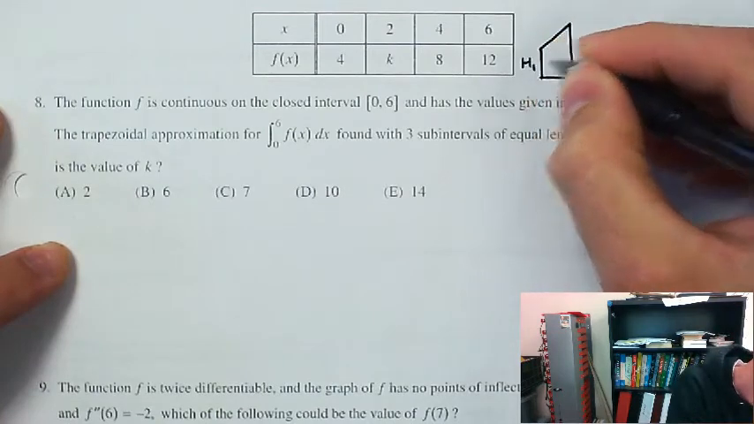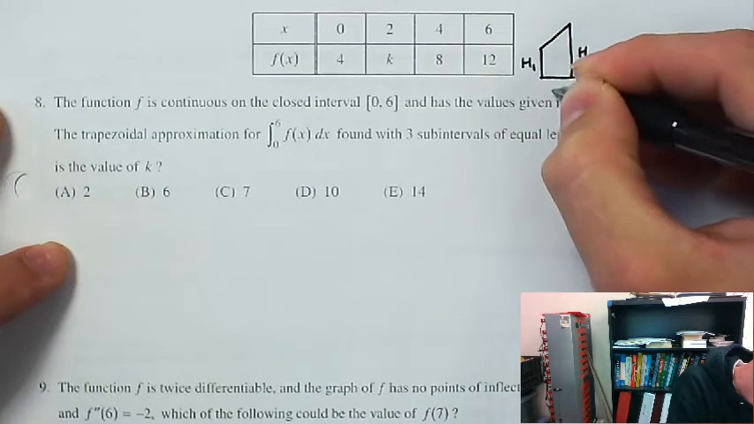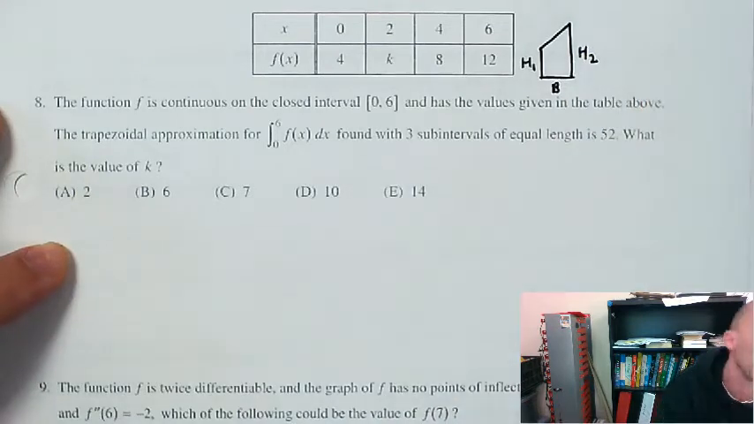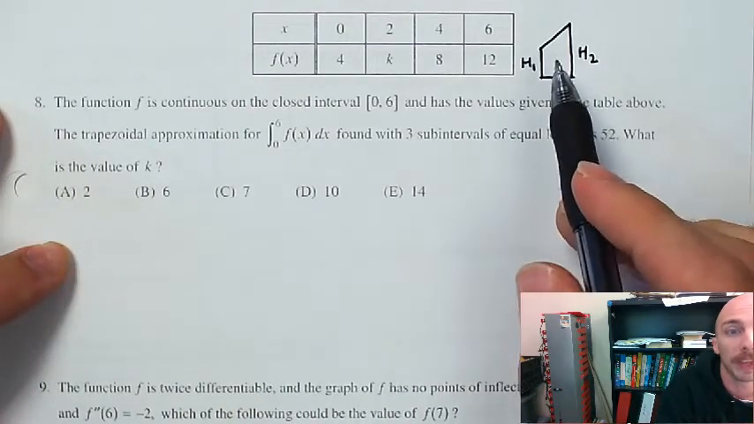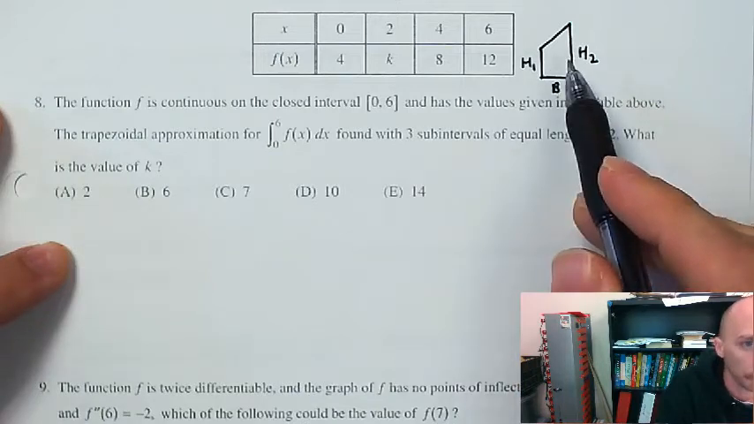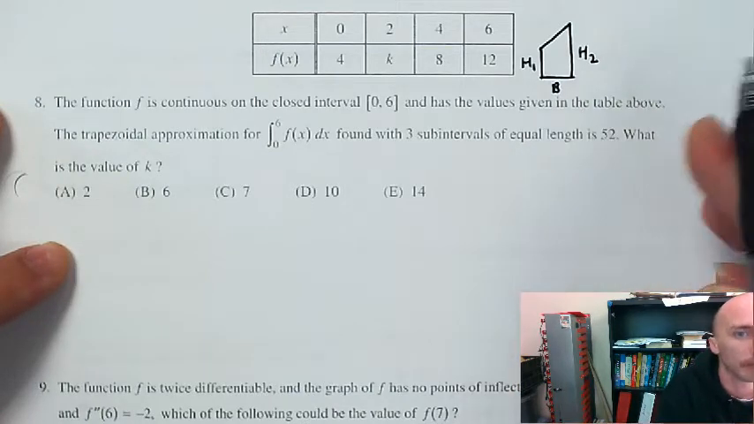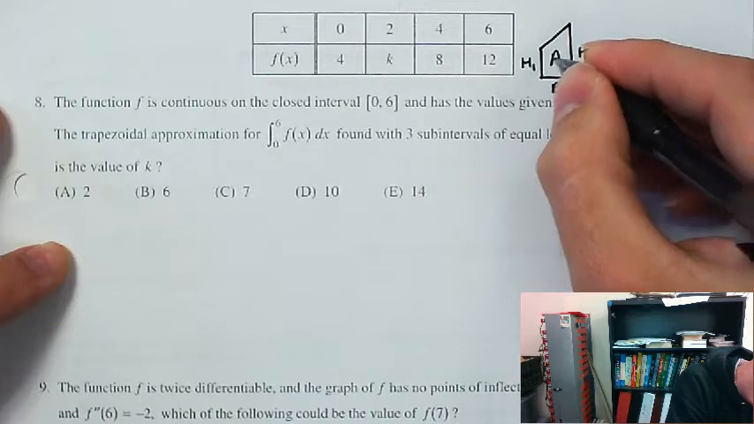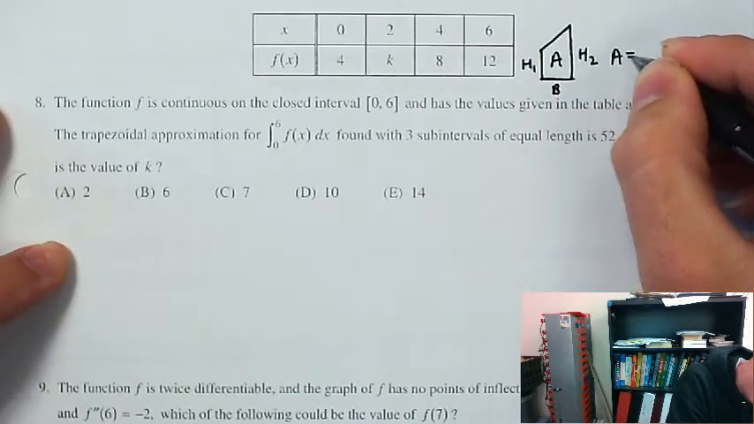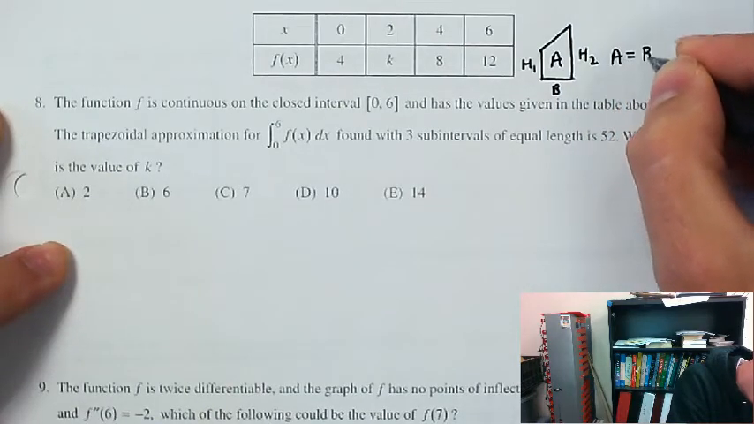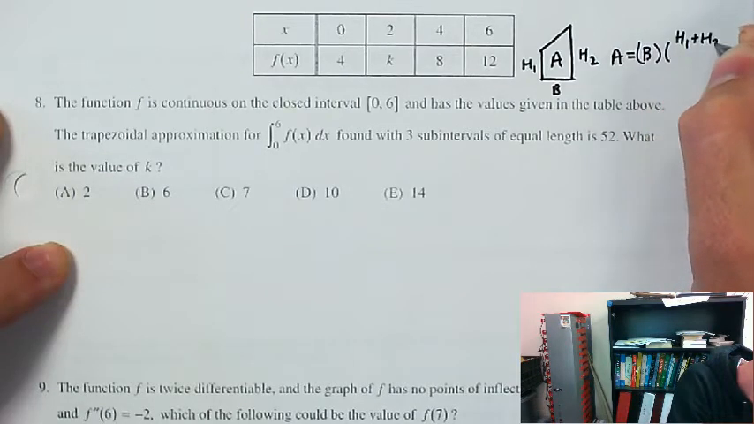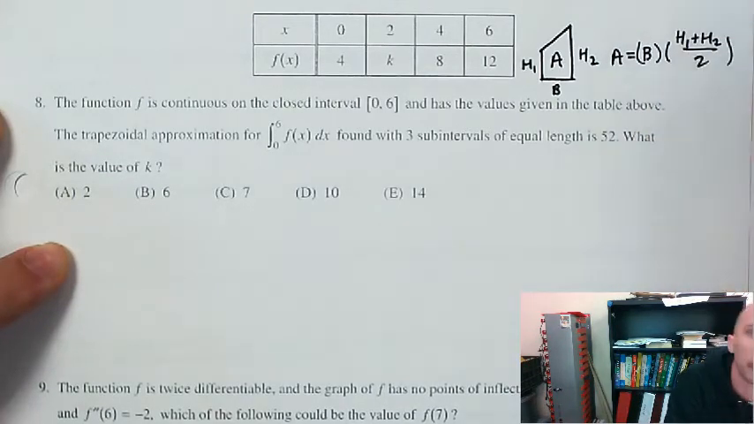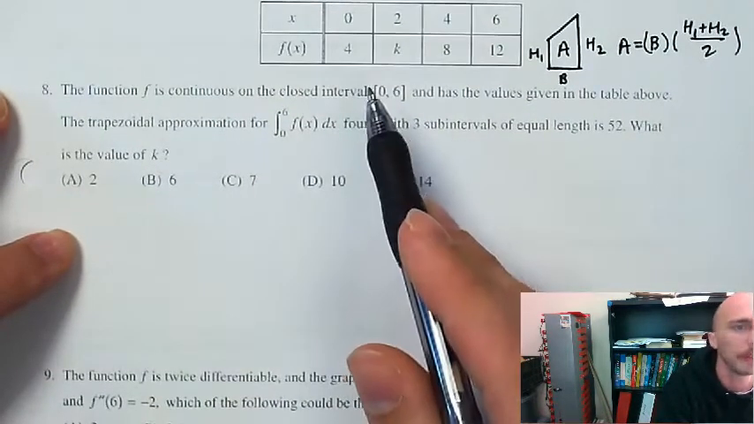Okay. So in this case, we're going to average H1 and H2, and then we're going to multiply by B. That's how we're going to find the area. Okay. Area equals base times average the heights. That's what we're going to do repeatedly over here.